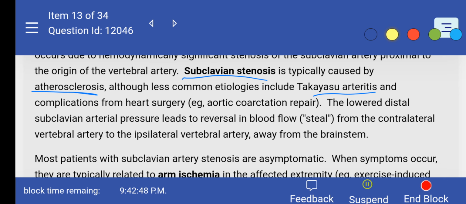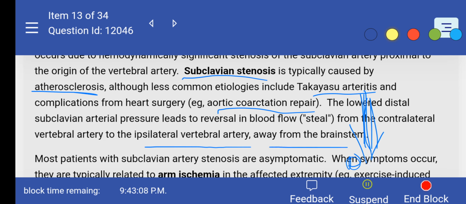for example, aortic coarctation repair. The lower distal subclavian artery pressure leads to reversal in blood flow from the contralateral vertebral artery to the ipsilateral vertebral artery, that means on the same side. If stenosis is on this side, the blood flow will be on this side in retrograde direction, away from the brainstem, basilar artery.